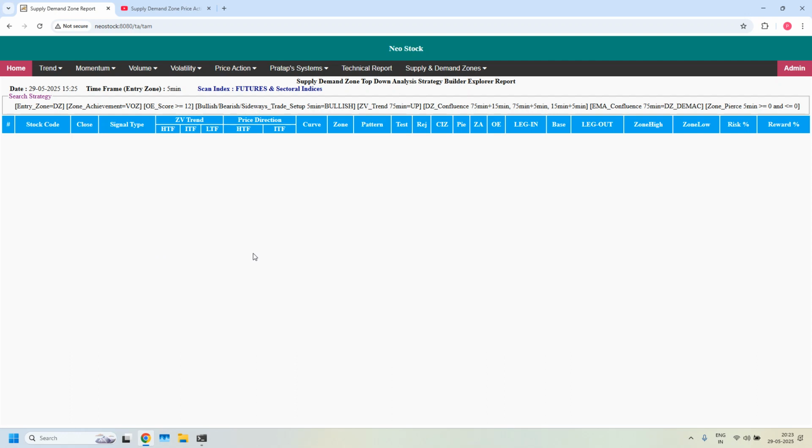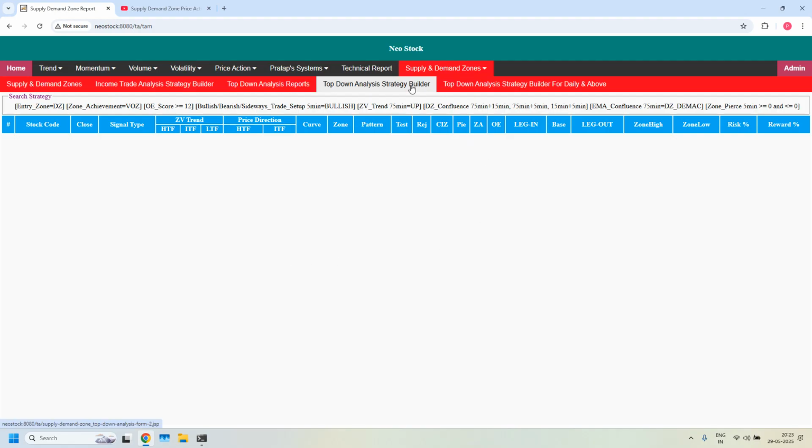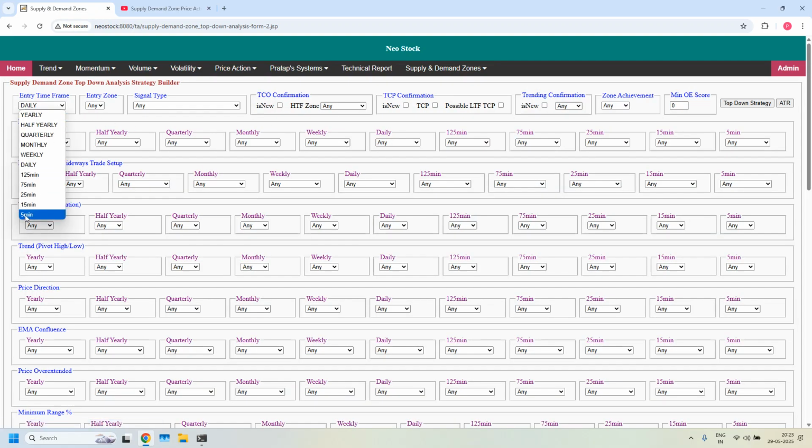Okay, this is the bullish trade setup for daily income trade. Hourly income trade. Next, we will look into the bearish trade setup for hourly income trade. Entry time frame 5 minutes, entry zone supply zone, bullish, bearish or sideways trade setup at 5 minutes. I am selecting bearish. Zone achievement violated opposing zone, minimum odd enhancer score should be 12.